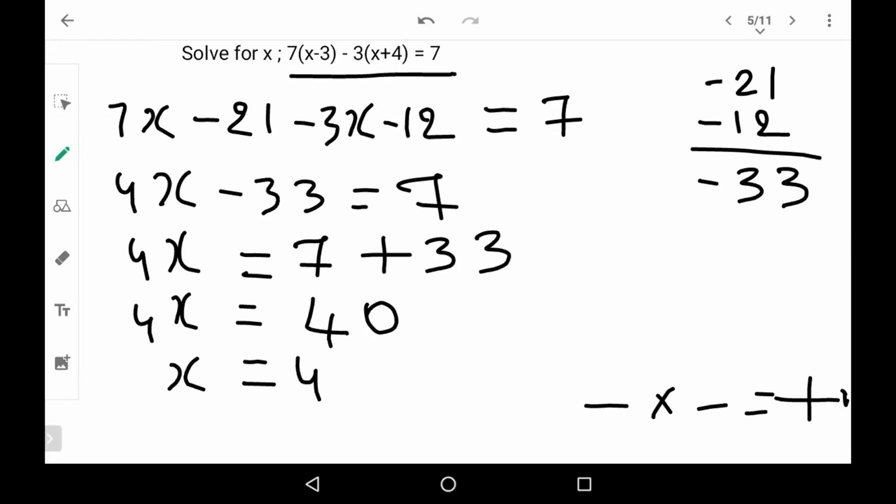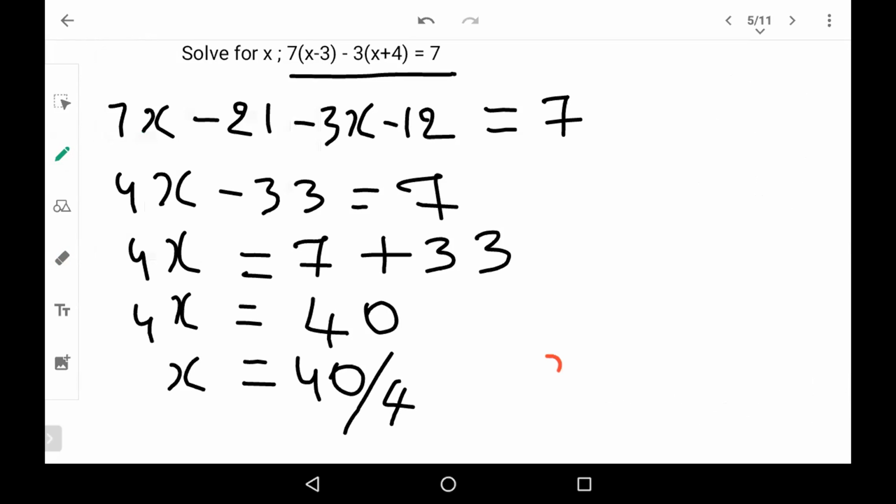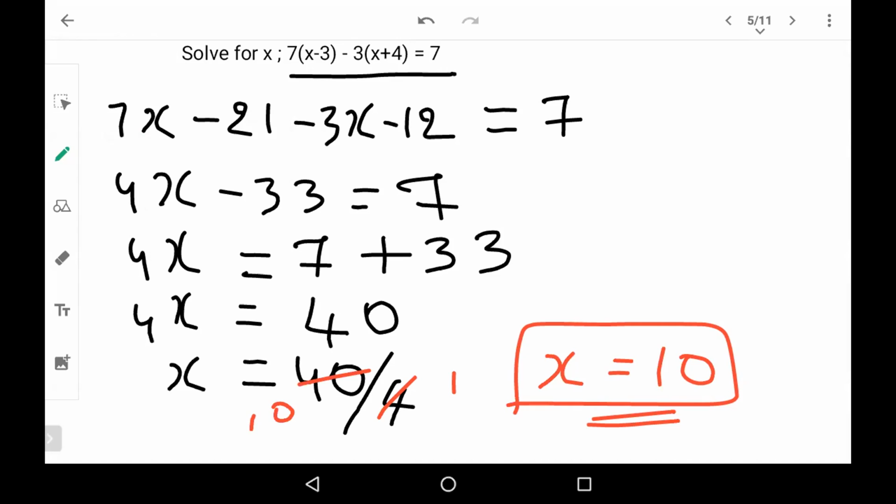Now I'm supposed to take 4 to the other side, which will become division. 40 by 4. And what will be my answer finally? x is equal to 4 ones are 4, 4 tens are 40. So x is equal to 10. So I found out the value of x.